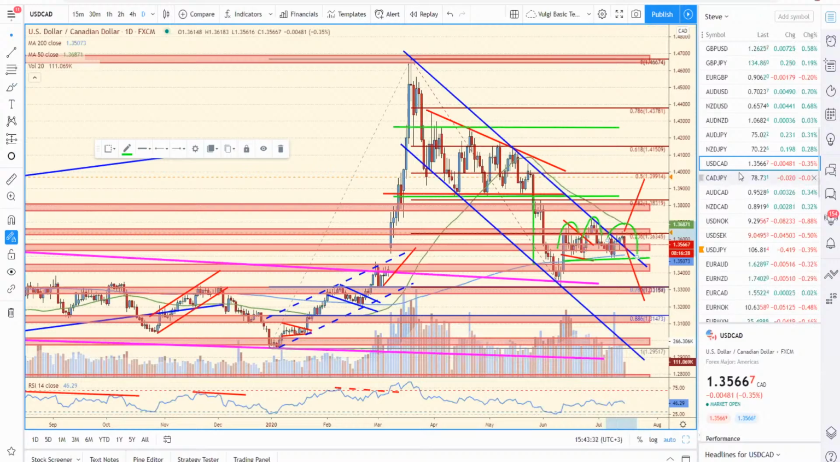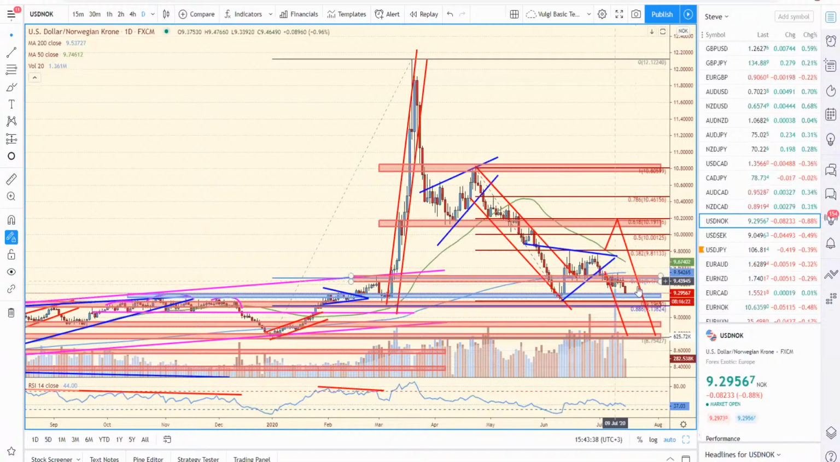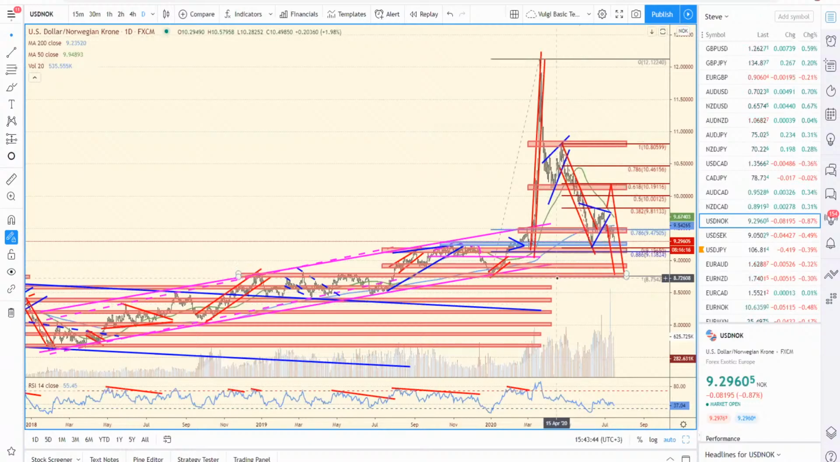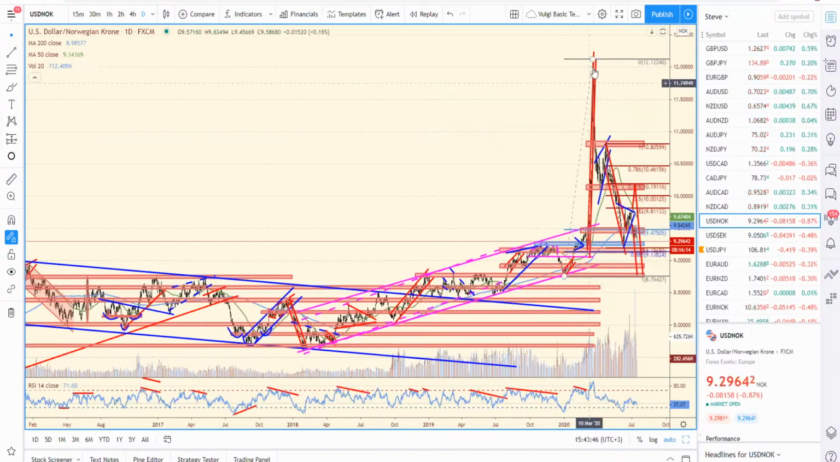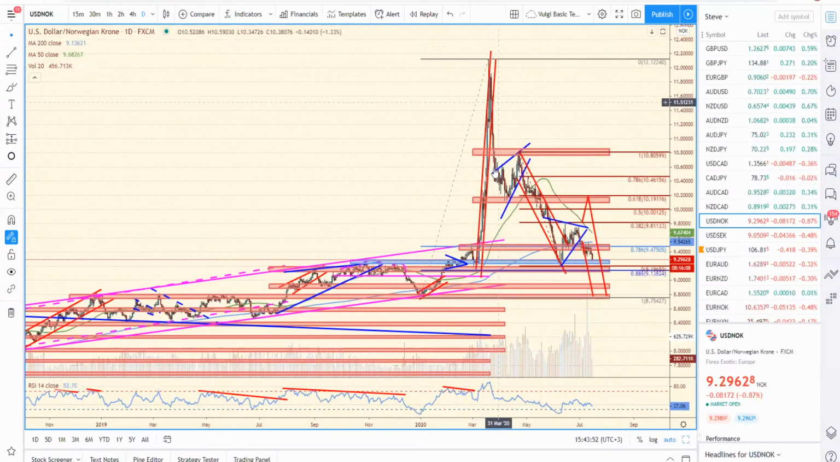So, I would be quite careful here. I'm still short USD NOK, and good thing I didn't get rid of that position. USD NOK is about to attack new lows, and I still strongly believe that there is a very good likelihood that this might have even been some kind of a generational high in USD NOK.